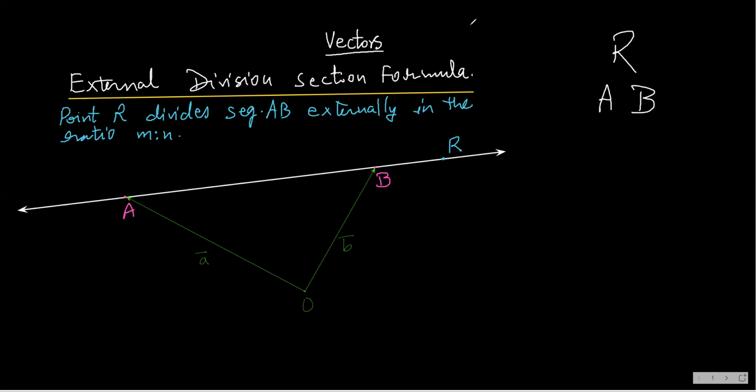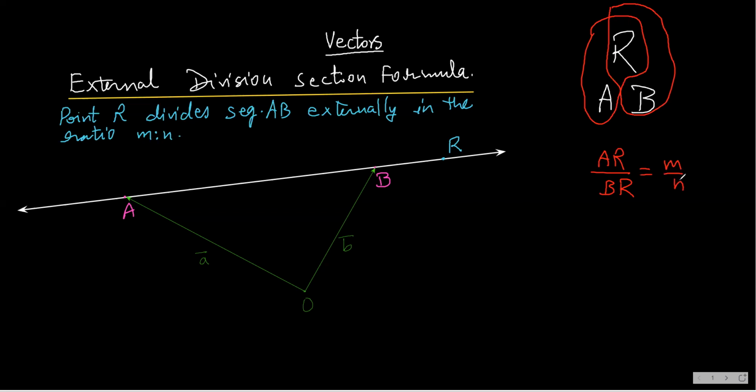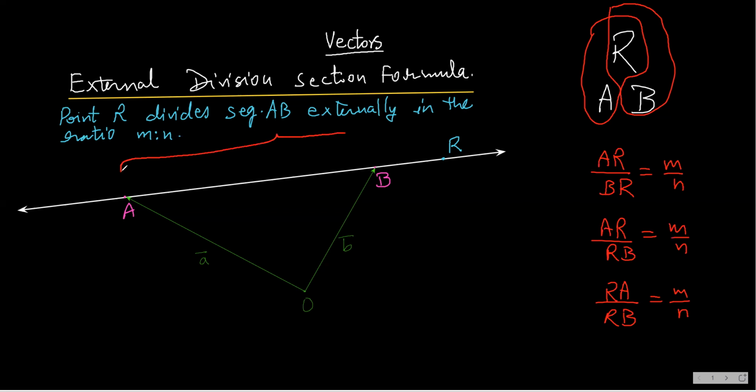So the ratio of division will be AR upon BR. What will be the ratio of division? It will be AR upon BR. And what have they given? They have given the ratio to be M is to N. So AR upon BR is M upon N. You can write even AR upon RB. That is okay. Because BR or RB, the length is same. You can write even RA upon RB. This is all correct. So it means from here to here, AR is M, and BR is N.